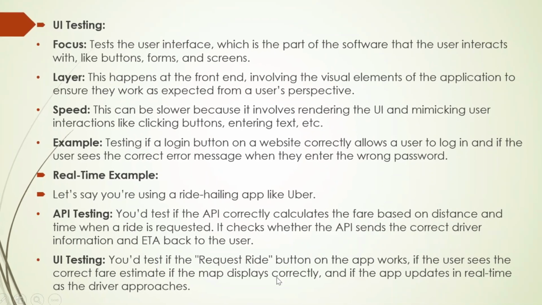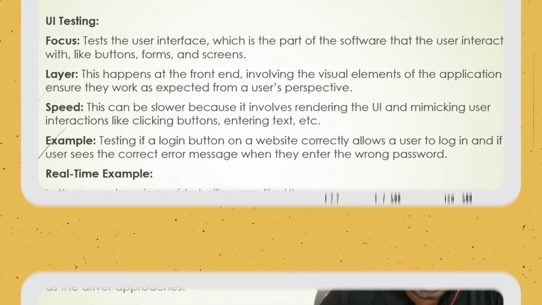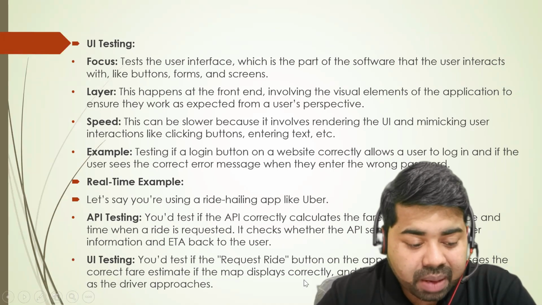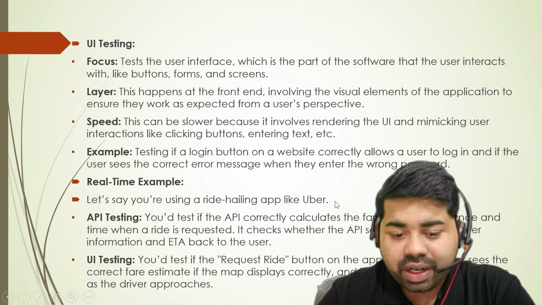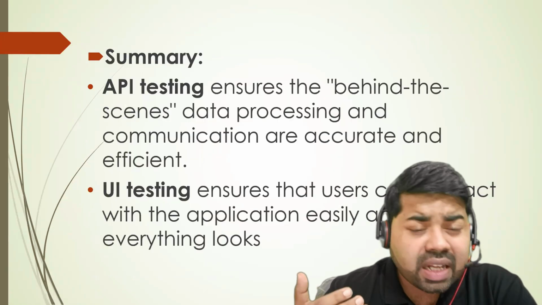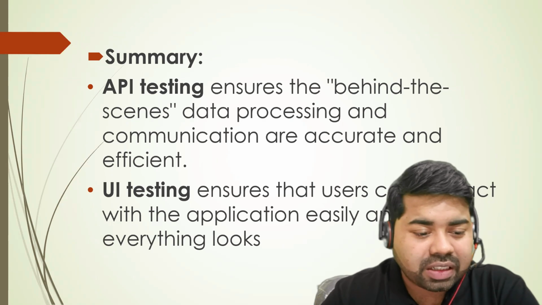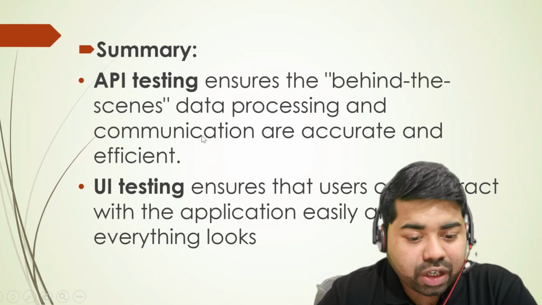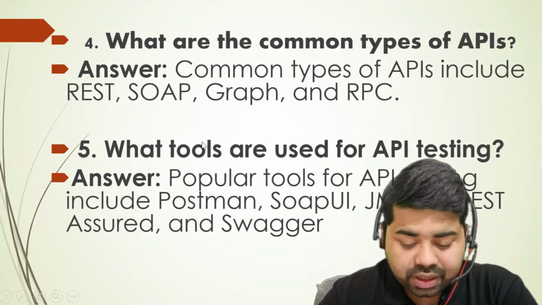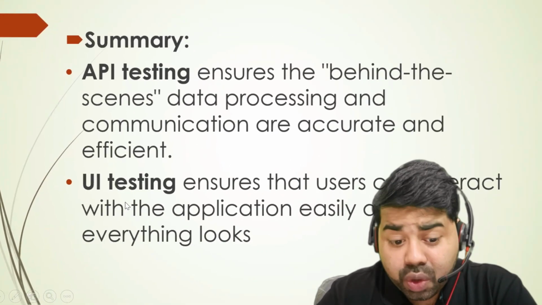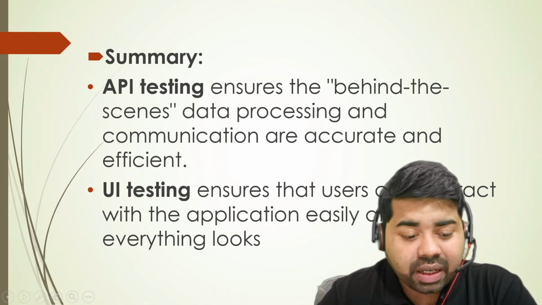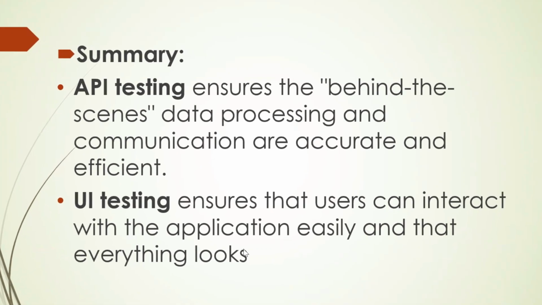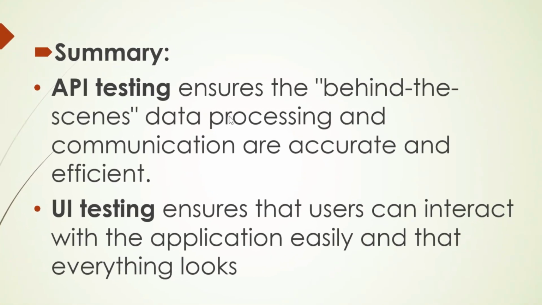So you guys are slowly understanding the difference between UI and API, right? In the UI we also check whether the app updates in real time as the driver approaches, so we have to visualize things. In summary, API testing ensures that the behind-the-scenes data processing and communication are accurate and efficient, understood, right? And UI testing ensures that the user can interact with the application easily and that everything looks good. So this is the short summary.